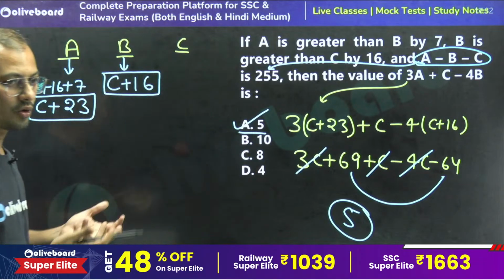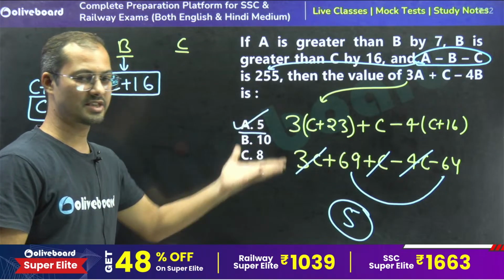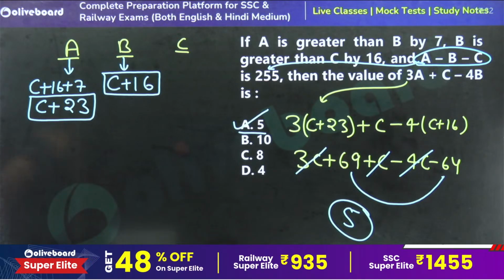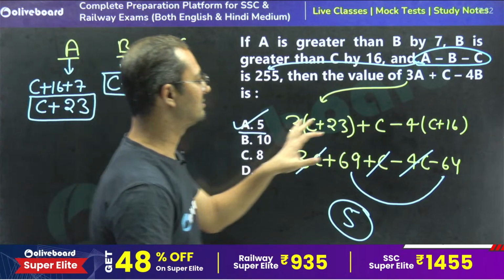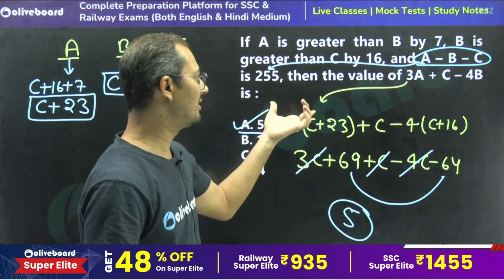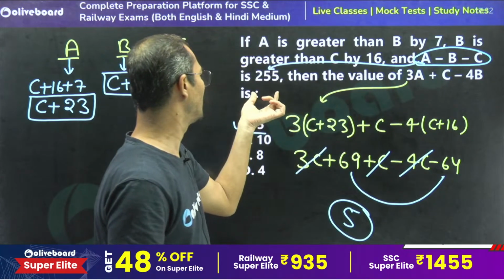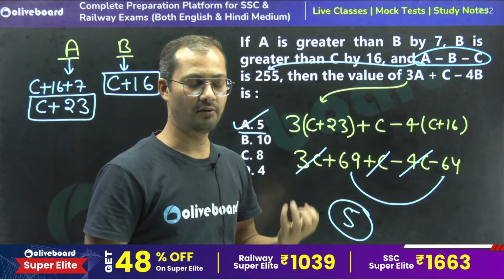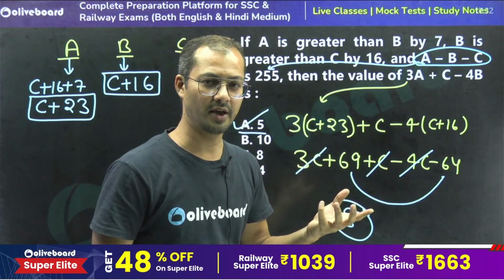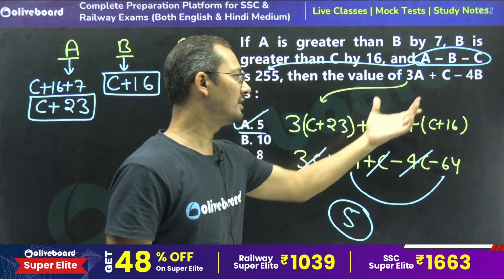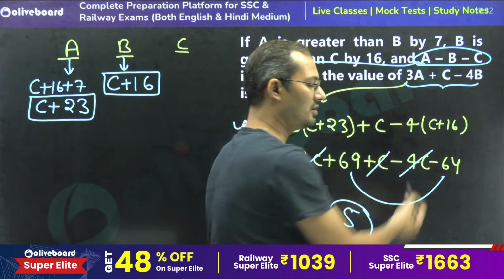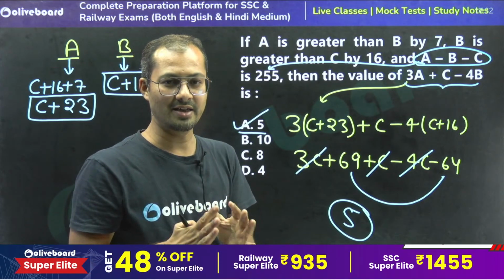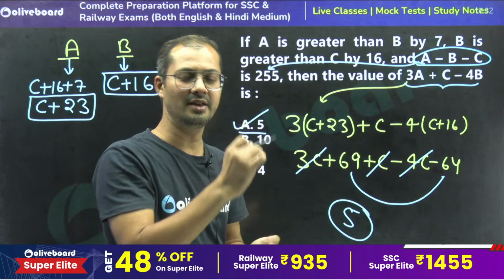See, there is no need to do much calculation. If you take the given information, A minus B minus C is equal to 255, no problem, you can calculate the value of C, the value of B, the value of A, and after putting those values in the given expression, you can get the answer. But this will waste your time. Your target is just to find the answer. You have to tick the right answer.